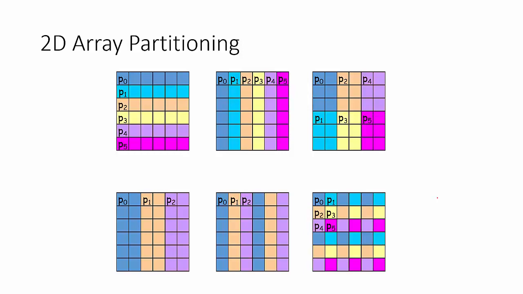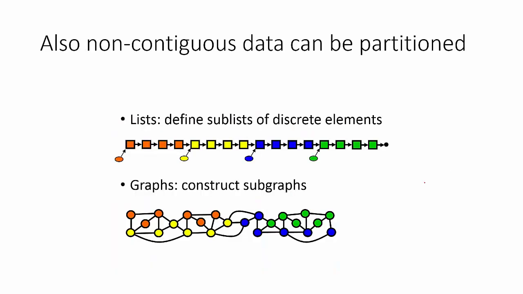It's pretty straightforward, but can be tricky to do this. But even if you have non-contiguous data, you can partition it. For instance, if you have lists, you can define sublists of discrete elements. If you have graphs, you can construct subgraphs. But there is, in general, some extra work of doing this.